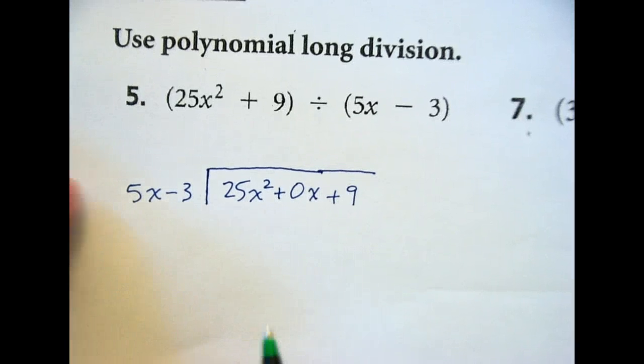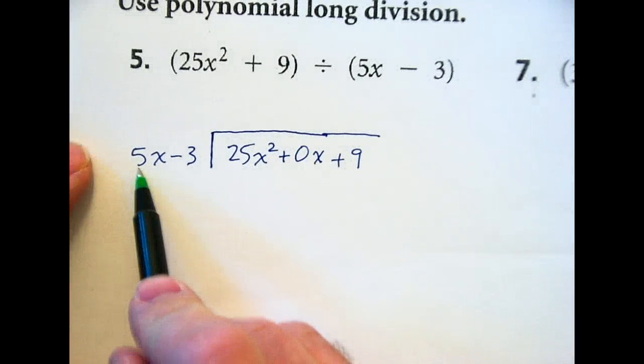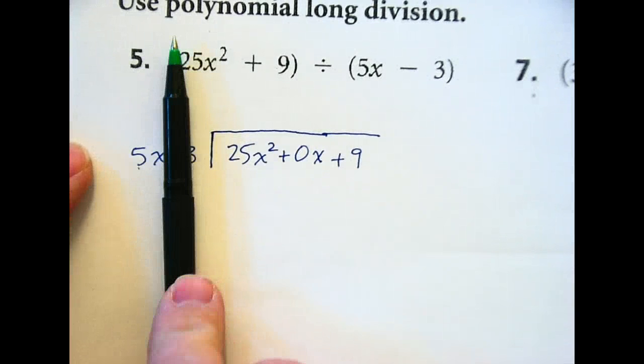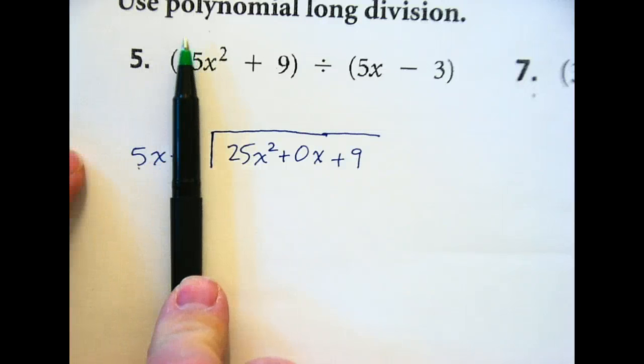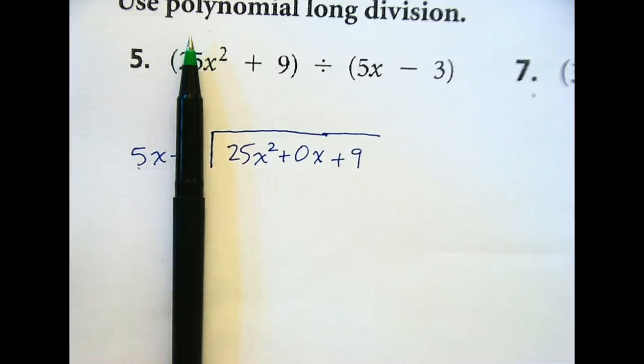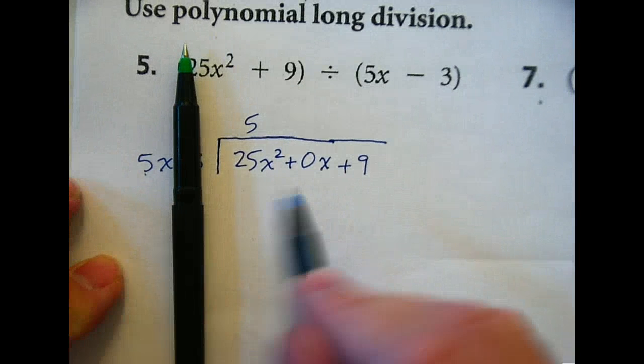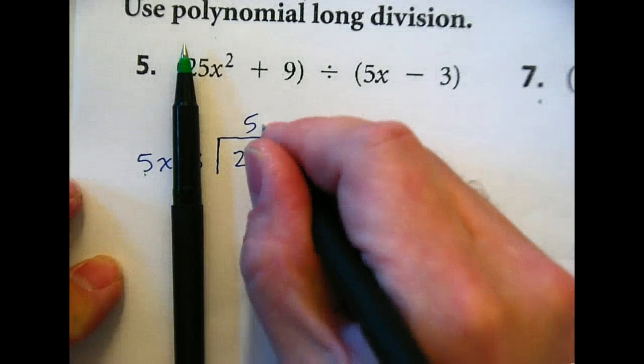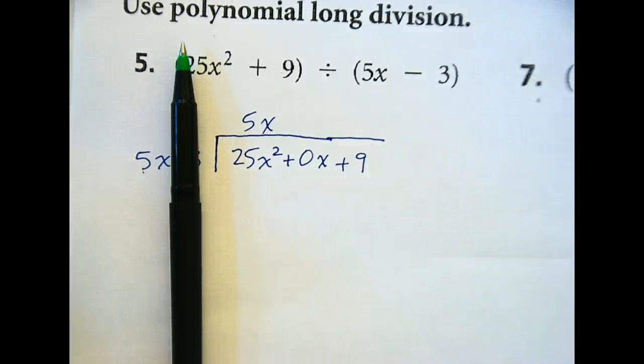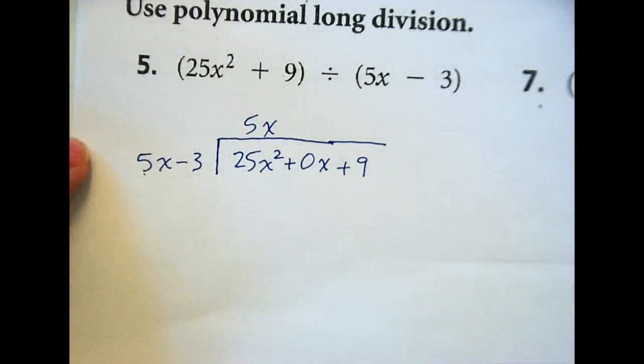Okay? So we say 5, we don't worry about the 3. We ignore it. We just work with the 5x. So just the first term. 5 times what's 25? 5 times 5. X times what is x squared? X. Notice I have not messed with the 3 that's being covered up by the pen. I am saying that this goes into that. Okay? That many times. And now I multiply.